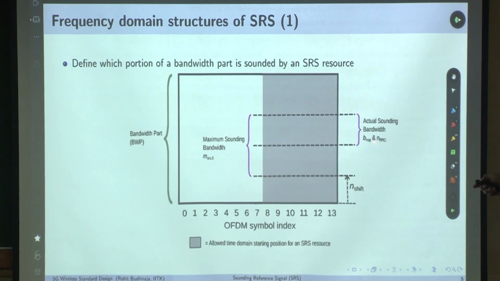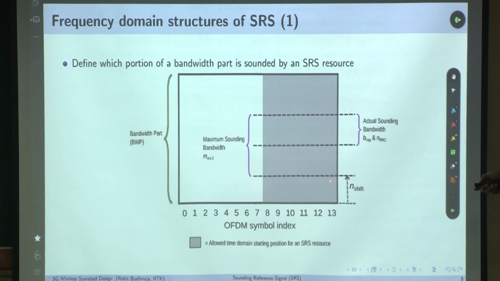The actual sounding bandwidth, B_hop and N_RRC, I'll come back to it. Once we start talking about hopping and all that, B_hop and N_RRC will become clear at that stage. I'll not get into the details of it now; they are there, so we'll live with it, but we'll come back and explain that. At this stage, what are we saying?